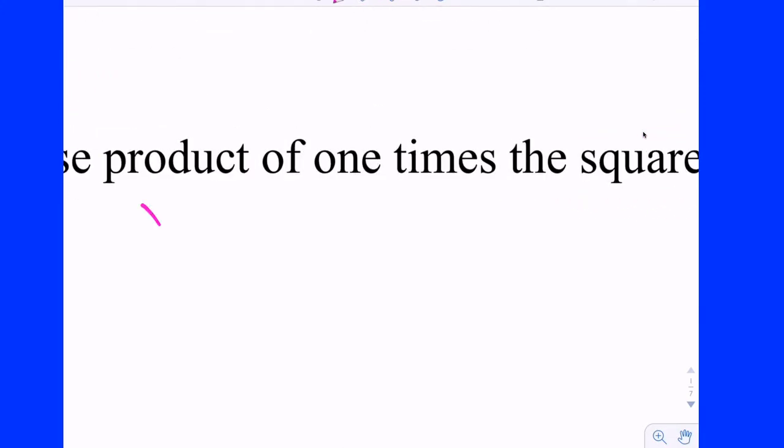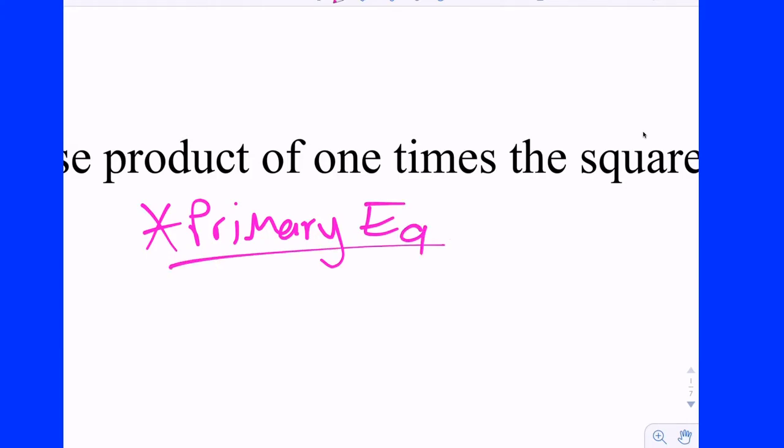You want to first write a primary equation, okay? A primary equation. And it doesn't necessarily have to come first, but I call it the primary equation because it's the optimal equation.